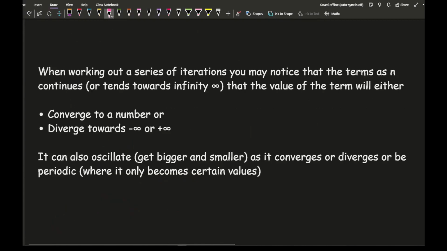Now, when working out a series of iterations, you may notice that as n continues or tends towards infinity, the value of the term will either converge to a number or diverge to infinity or minus infinity. So in other words, if I draw a set of axes, and let's say the x-axis is my n, and this is the value of x n plus 1. What you might find is that if the numbers get bigger or smaller, they might actually converge to a particular number. So for example, they tend to look like this, where it tends to be at this number here.